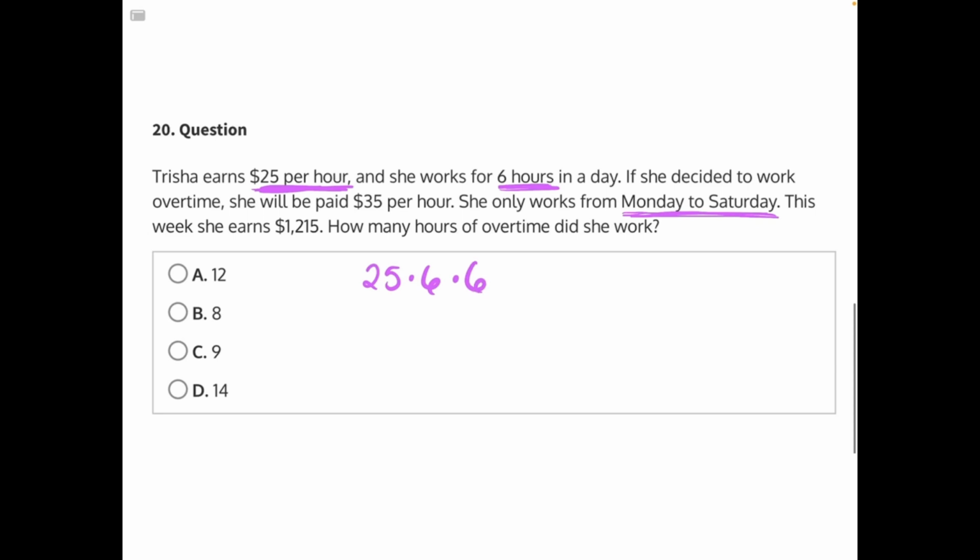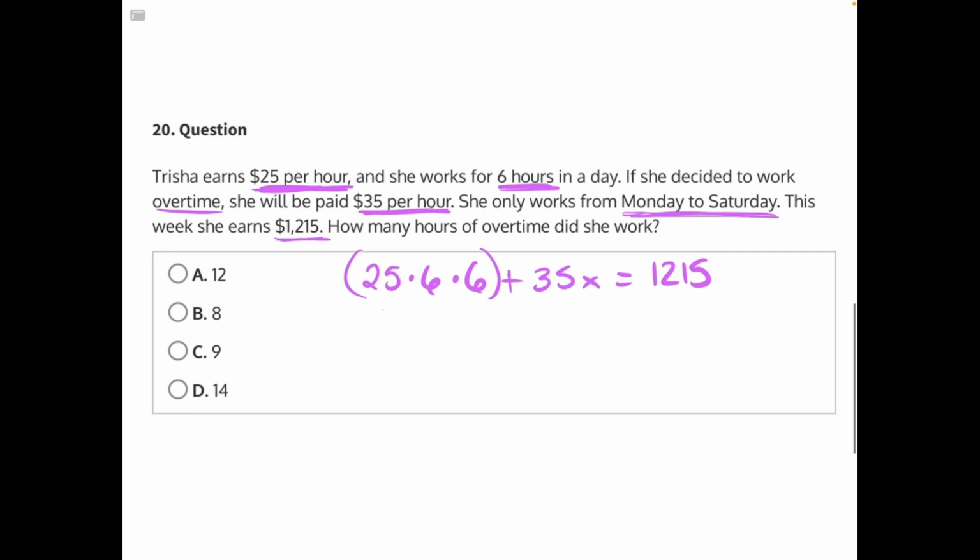overtime. If we add that to her overtime, which would be paid $35 an hour, we don't know how many hours she worked overtime, so we'll make that our variable x. And that is equal to the total amount of money that she was paid, which was $1,215. Now that we have an equation, we can begin to solve. Let's start by simplifying this multiplication group right here.